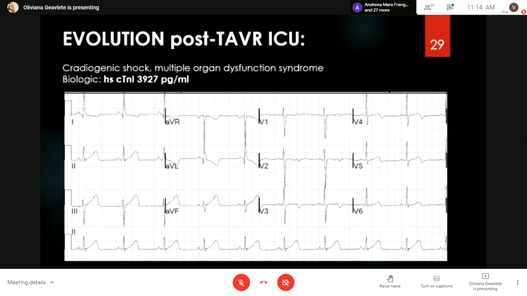But the patient had an undulatory evolution with multiple organ dysfunction syndrome, and this was her ECG in the ICU. What do you think about this ECG? The troponin was almost 4,000. Just describe what you see if you do see something. Just describe.